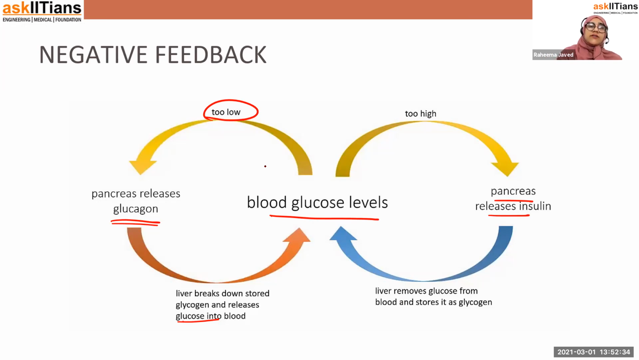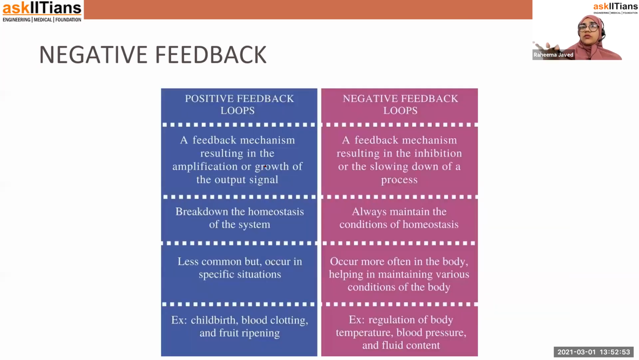Negative feedback is the way where, if the balance has been brought about by a particular hormone, then a signal, a stimulus, is given to the organ to stop the secretion of that particular hormone because it is no more needed. So with this, let's move on to the points of differentiation between positive and negative feedback loops.